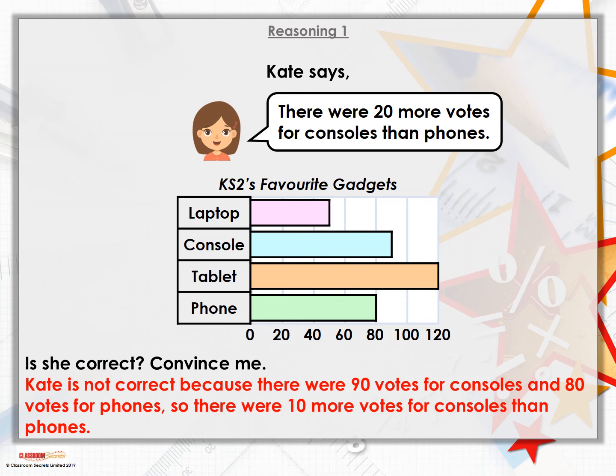So K is not correct because if we look, 90 children voted for the console, whereas only 80 children voted for the phones. So there were 10 more votes for consoles, not the phones. So 90 take away 80 equals 10, not 20. So hopefully you could use that information to solve that one for me.